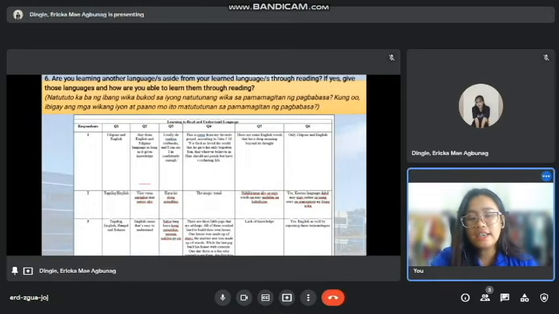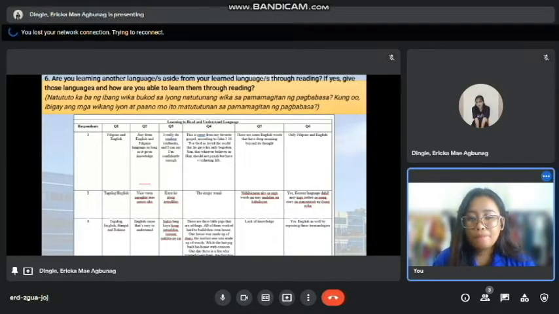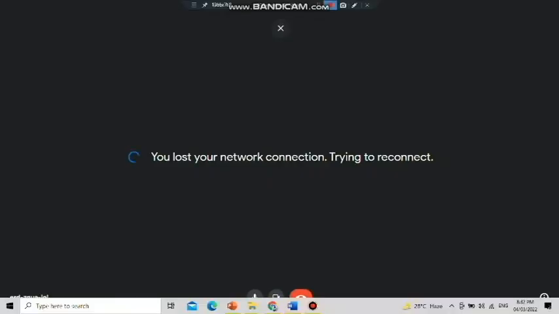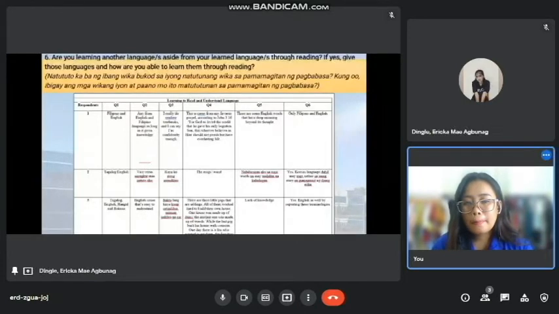Now for the final reading question, it asks, are you learning other languages aside from your learned languages through reading? If yes, give these languages and how you are able to learn them through reading. With this question, 2 respondents said that they are learning Filipino. Again, 2 respondents said that they are learning Filipino and English by reading.